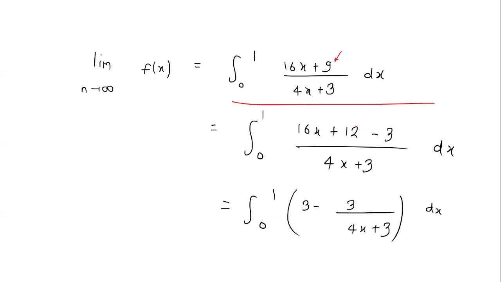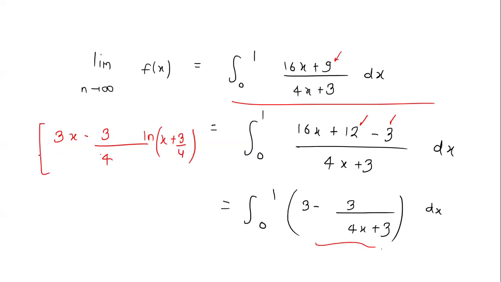So you can write this 9 as 12 minus 3, and then you can see here this will come in this form, like 3 minus 3 divided by 4x plus 3. Now you can easily do the integral, and this will come in this form, like 3 times x minus here it is 3, and we can take 4 outside. From here, if you take 4 outside, then it will simply come like ln of x plus 3 by 4.